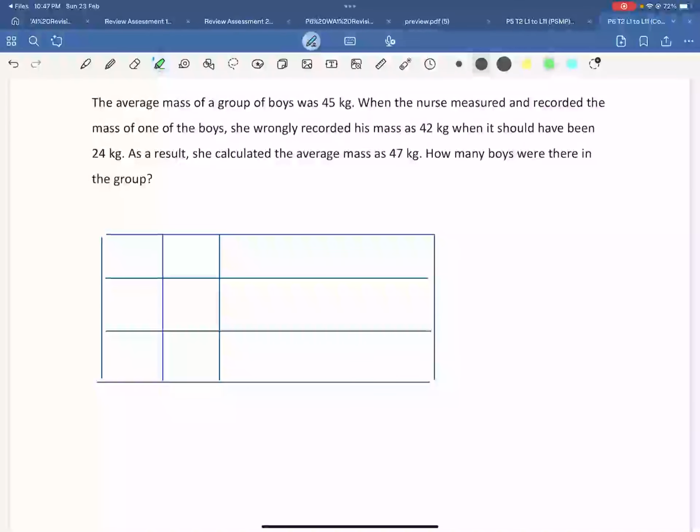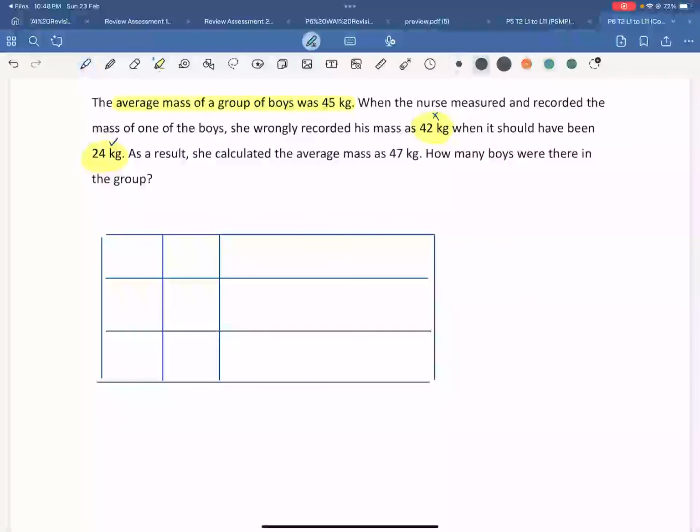The average mass of a group of boys was 45 kg. When the nurse measured and recorded the mass of one of the boys, she recorded his mass wrongly as 42 kg, when it should have been 24. So 42 is the wrong one, and 24 is the correct one.